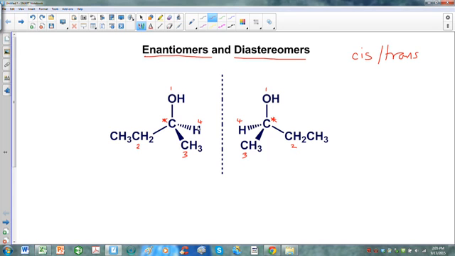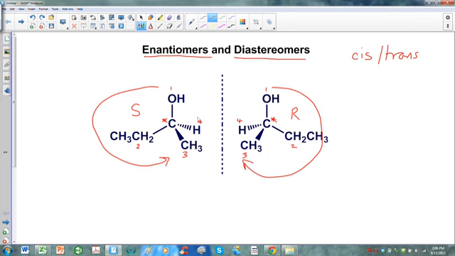And then once we've done this, our lowest priority group in each case is already pointing away from us, so we just see when we go 1, 2, 3, do we go clockwise or counterclockwise? In this way you can see we're going counterclockwise. We're going opposite to the way that you would normally see on a clock, so therefore that is S. Here, can you see that we go clockwise, so this is R.